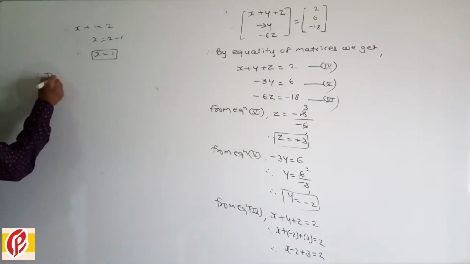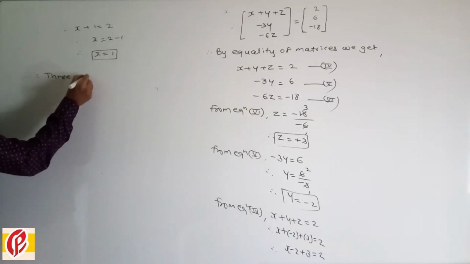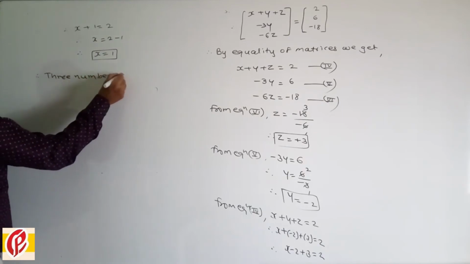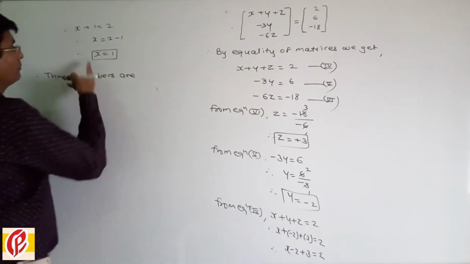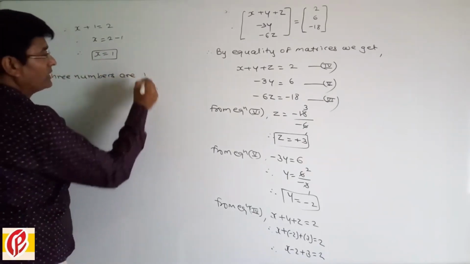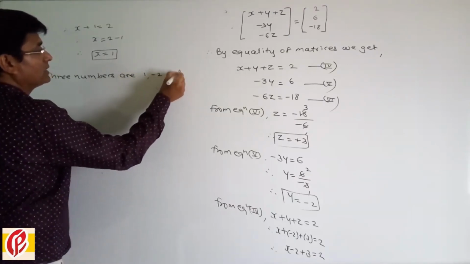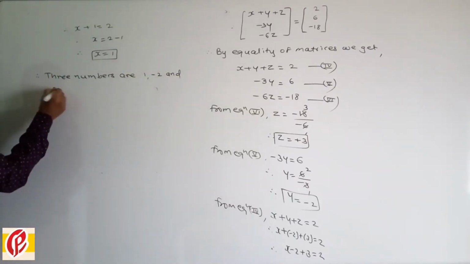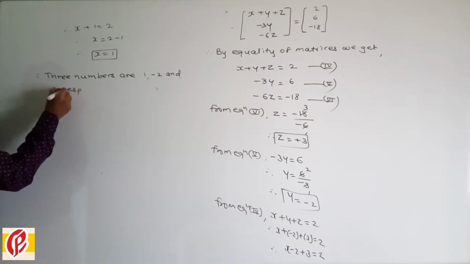Therefore the 3 numbers are: the value of x is 1, the value of y is minus 2 and z is 3 respectively.